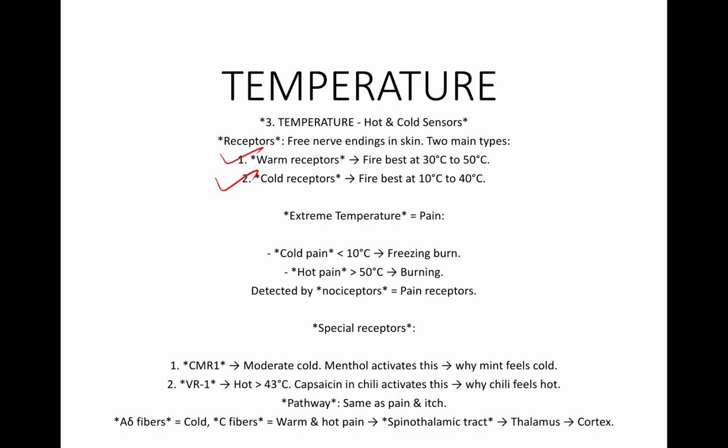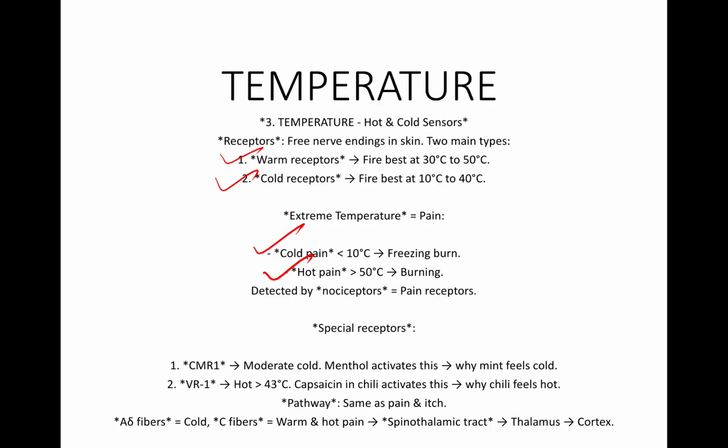Warm receptors fire best at 30 degrees Celsius to 50 degrees Celsius, which is warmer in nature, right? So they fire best at these high temperatures, 30 to 50 degrees Celsius, whereas cold receptors fire best at 10 degrees Celsius to 40 degrees Celsius. Now extreme temperature causes pain. Cold pain and hot pain. Two types of pain. Cold pain is when it is below 10 degrees Celsius.